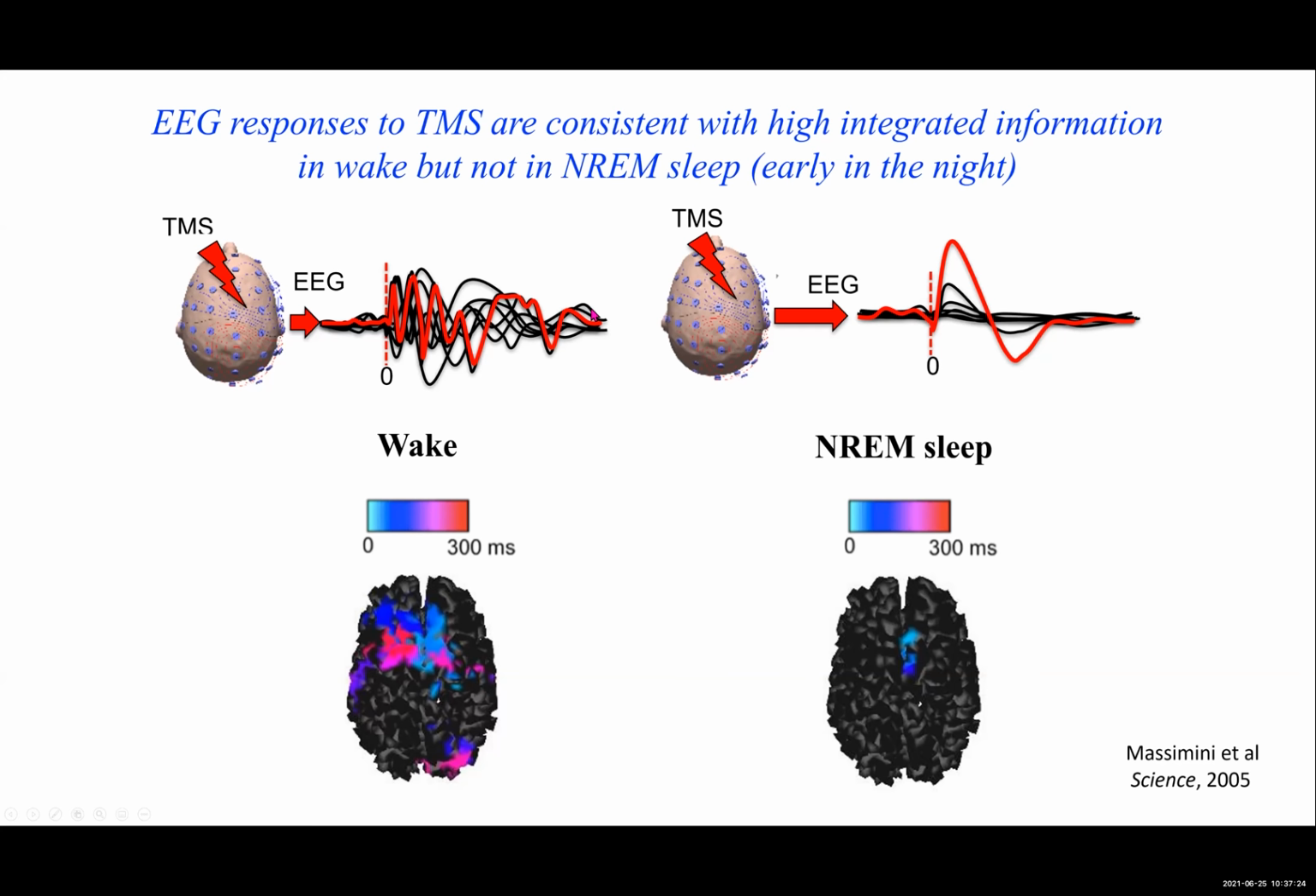You see many brain regions, cortical regions being involved at different times, typically up to 400 or 500 milliseconds. The same subject, when unconscious early in the night, the response is much simpler, as you can see here. In practice, what happens is there is a strong response, but it's only local. It stays where you stimulate, and it doesn't really propagate anywhere else. It dies off very quickly. So that was according to the prediction of the theory.